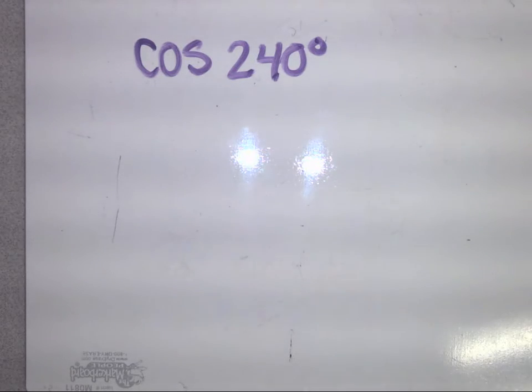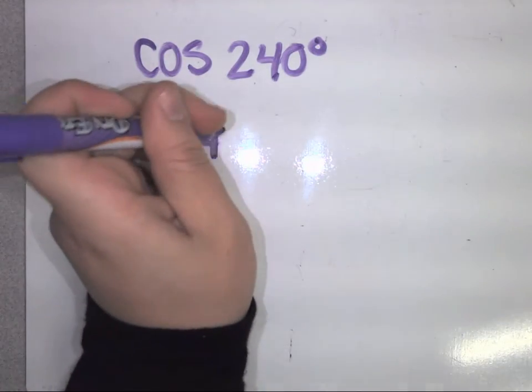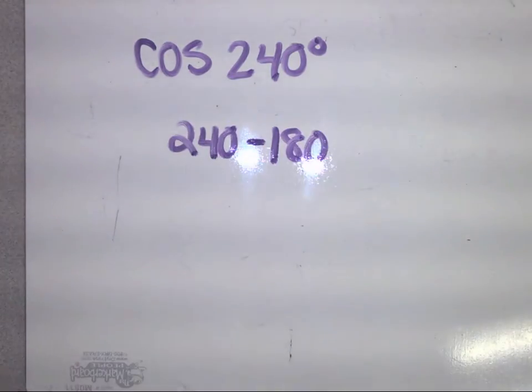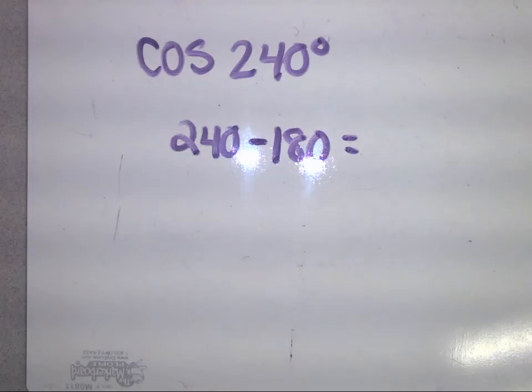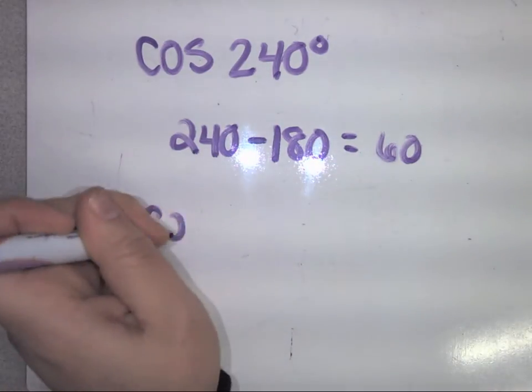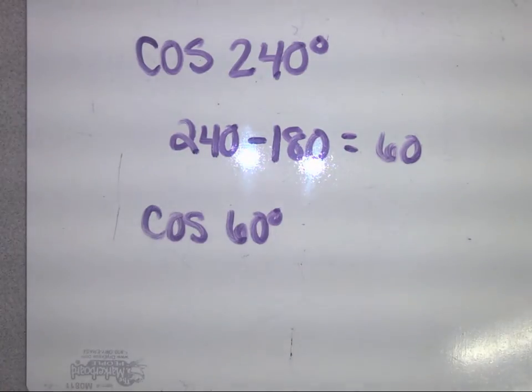So find the reference angle. You want to know the angle between 0 and 90 for this every single time. So 240, what's it closest to? It's closest to 180. Is it greater than 180 or less than 180? It's greater than. So 240 minus 180, because it's greater than. What is that? 60. That means we need to know what is cosine at 60 degrees. It is 1/2.